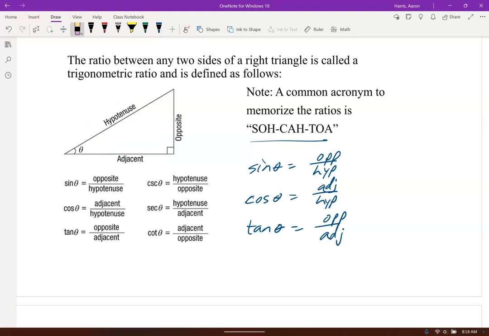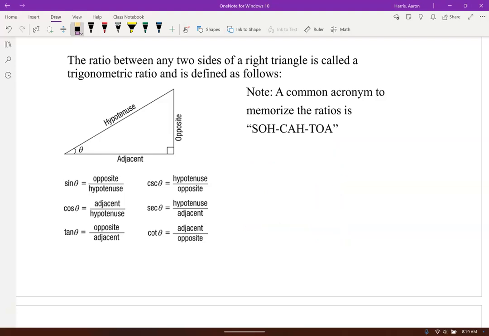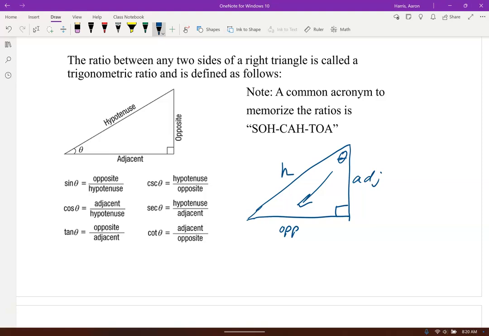Now, let's say I have a different right triangle. And this time, let's put the theta up here in the upper right corner. If the theta is in the upper right corner, then the side opposite would be here. Here's the opposite. The adjacent is the leg right next to it. And opposite the 90 is always the hypotenuse, right?